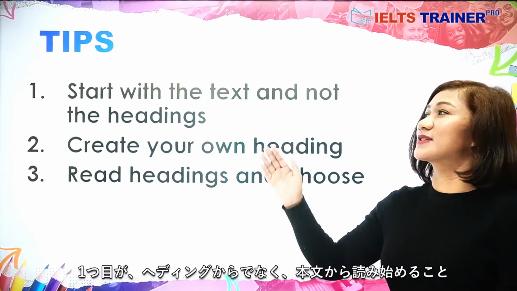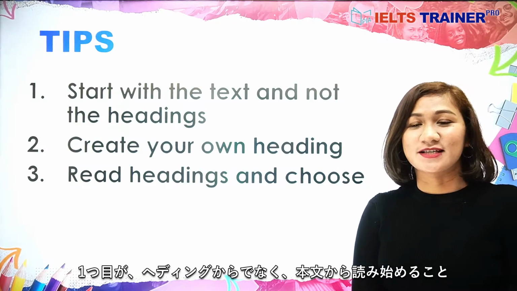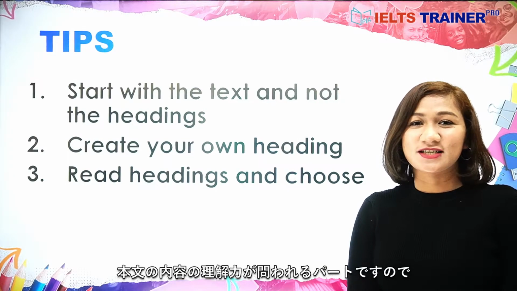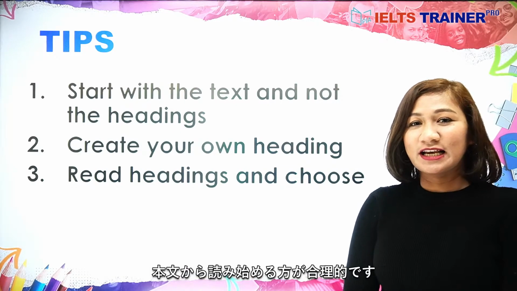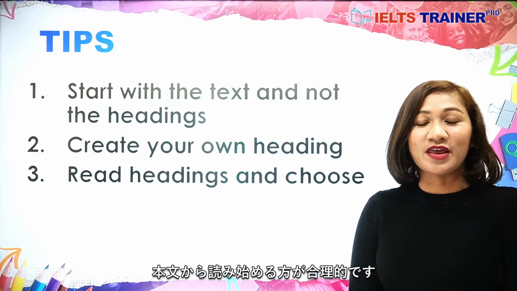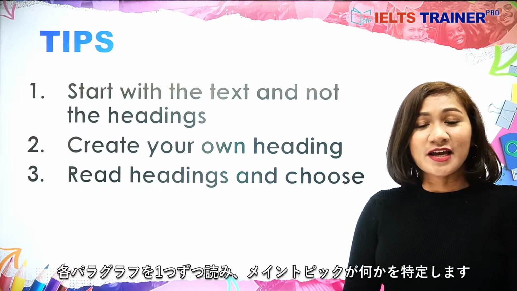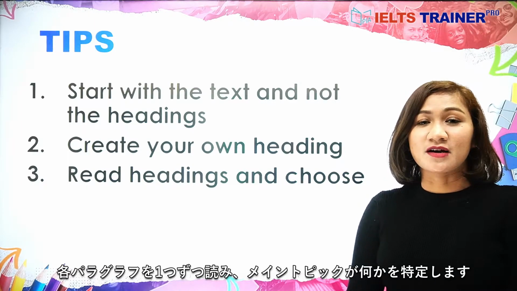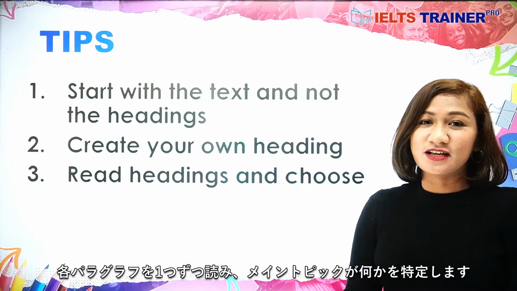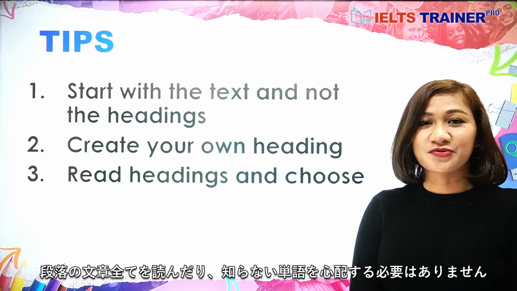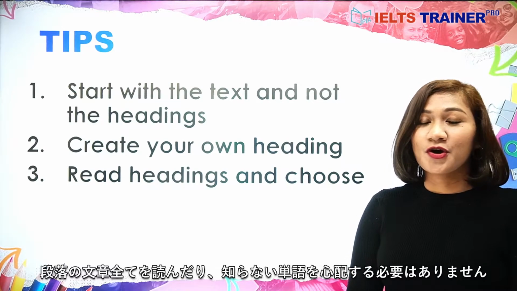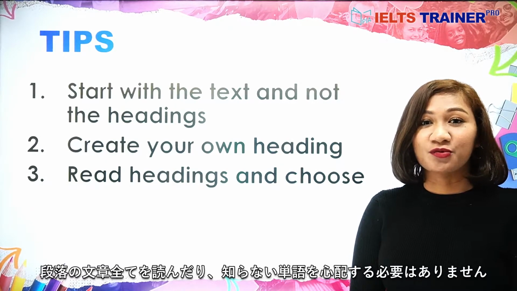Number 1 is to start with the text and not the headings. Since this is a test of our ability in understanding the main idea of a passage, it is just logical to start with the text. The idea is to read each paragraph one at a time and identify what the main topic is. There is no need for you to read all the sentences in the paragraph, nor to worry about unfamiliar words.